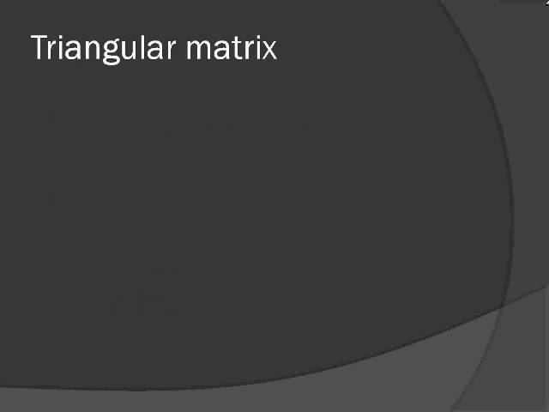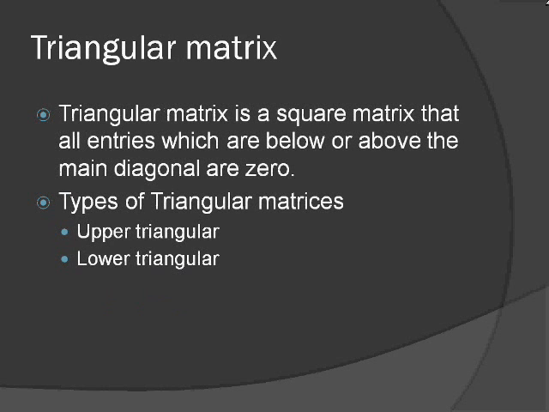Triangular matrices. A triangular matrix is a square matrix in which all zero entities are above or below the main diagonal. There are 2 types of triangular matrices: the upper triangular and the lower triangular.